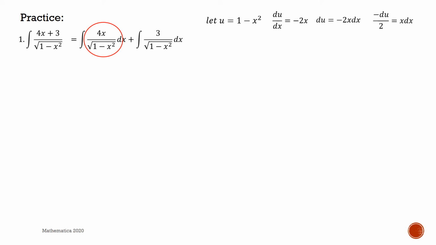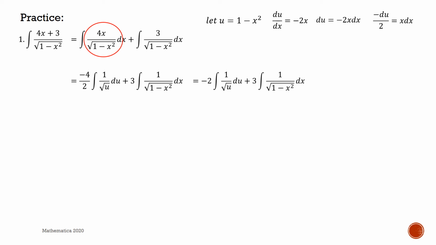Remember that 4 is a constant which can be factored out. And of course, the 3 is also a constant which can be factored out. So I'm just simply going to rewrite this. I can multiply 4 times negative a half, and I have negative 4 over 2 times the integral of 1 over the square root of u du, plus 3 times the integral of 1 over the square root of 1 minus x squared. Simplify a little bit further: negative 4 divided by 2 is negative 2. And this is what we have.